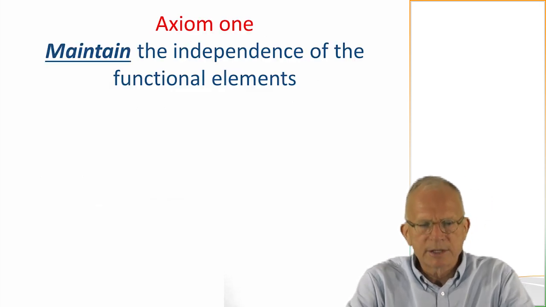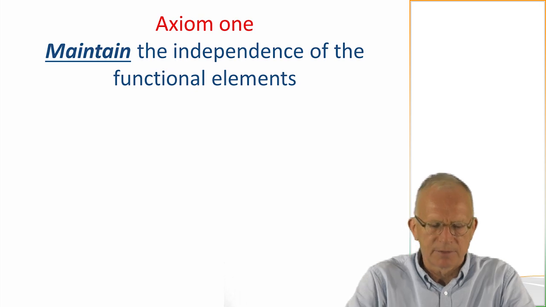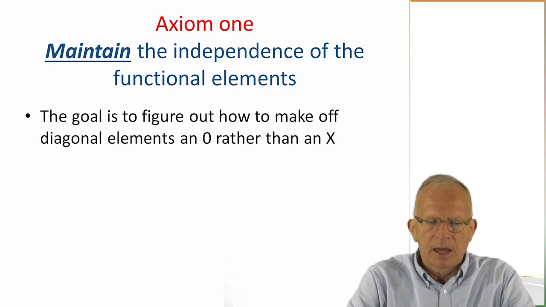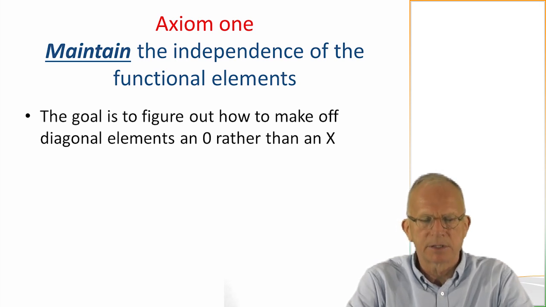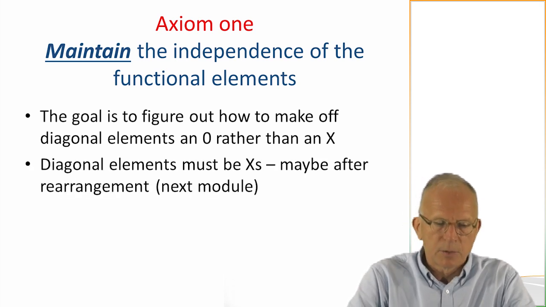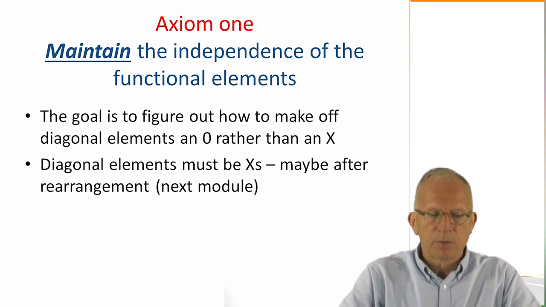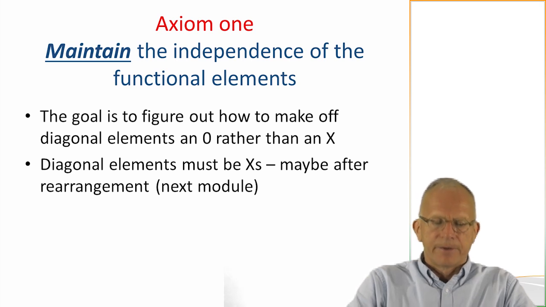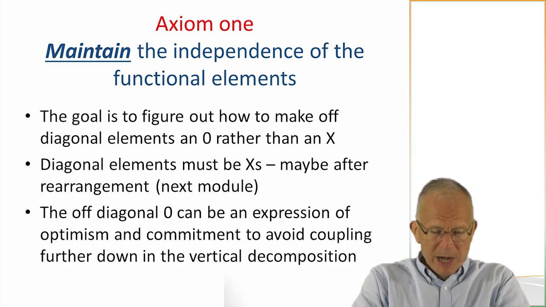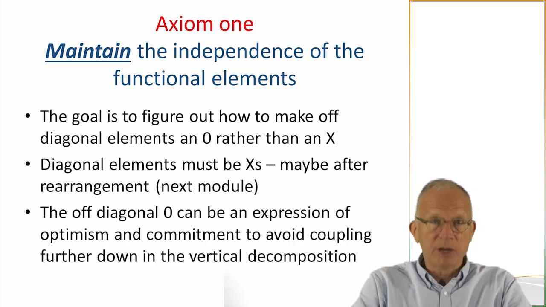So axiom 1 is to maintain the independence of the functional elements. And so the goal is to figure out how to make all of the off-diagonal elements in the design matrix 0 rather than x. So maybe we have to rearrange to get the diagonal elements in place, and that's something, the rearrangement, we'll see in the next module.